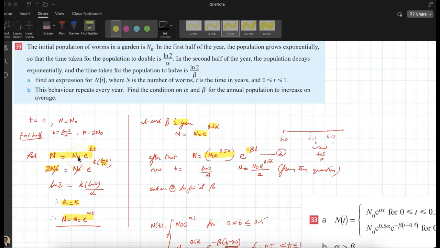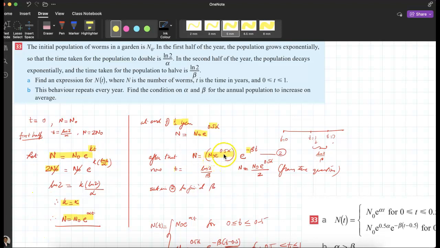But now what is happening is the population at the end of the first half will become the initial population. e raised to minus beta t, because the population is decreasing, the minus sign is there. The minus sign indicates the population is decreasing. Now they are saying that in the second half, the population decays exponentially and the time taken for the population to halve, so whatever this population was, it will become half of that, is ln 2 upon beta.